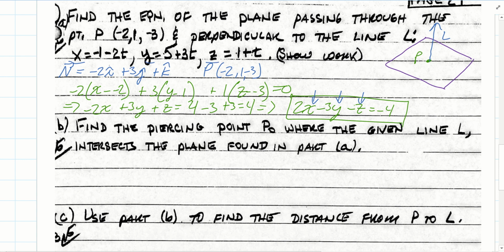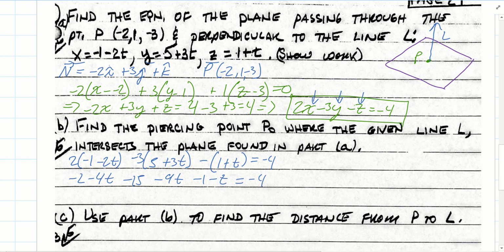So you plug in for x, be negative 1 minus 2t, minus 3 times y, which is 5 plus 3t, minus z. So plug in for z would be 1 plus t, equals negative 4. Now we just need to solve for t. So go ahead and distribute everything. So I have negative 2 minus 4t minus 15 minus 9t minus 1 minus t equals negative 4.